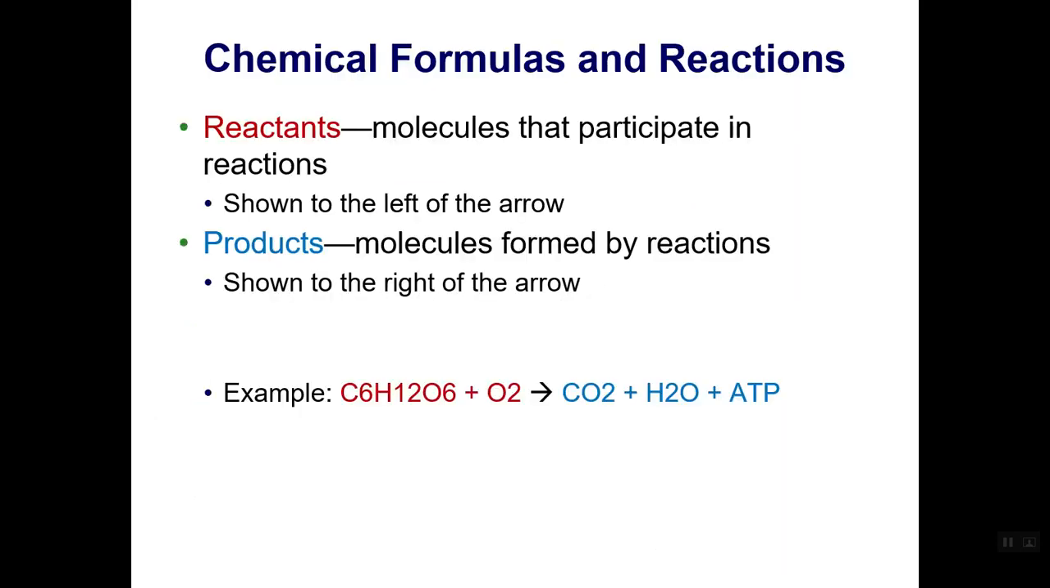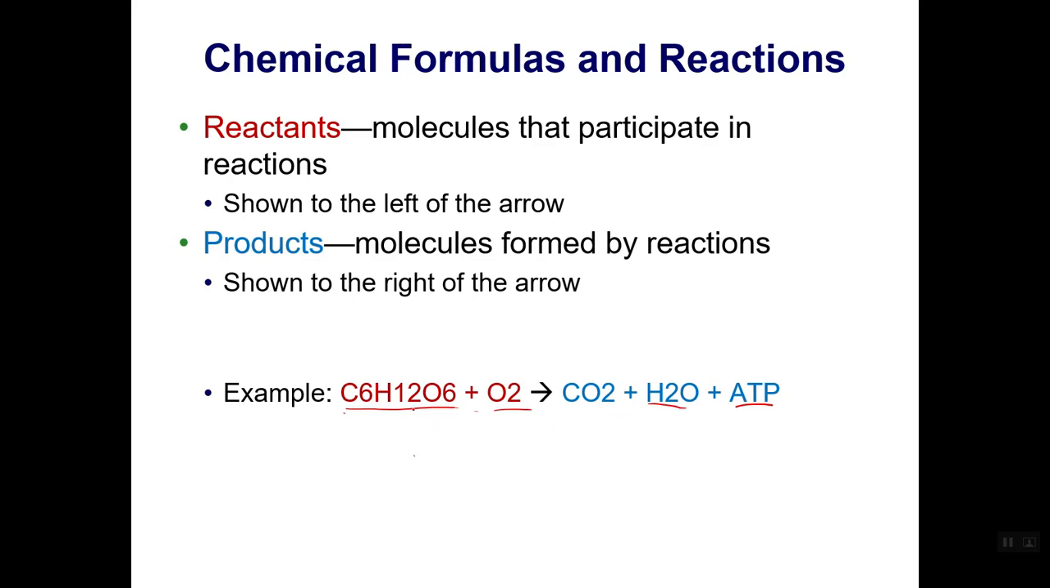All right. So next, let's talk about chemical formulas and reactions. We won't talk too much about this right now. I just wanted you to know some general definitions, reactants and products. Reactants are the things that participate in a reaction, and the products are what you get from that reaction. So here's an example of a chemical formula in a reaction. C6H12O6 plus oxygen will yield CO2, which is carbon dioxide, water, and ATP.